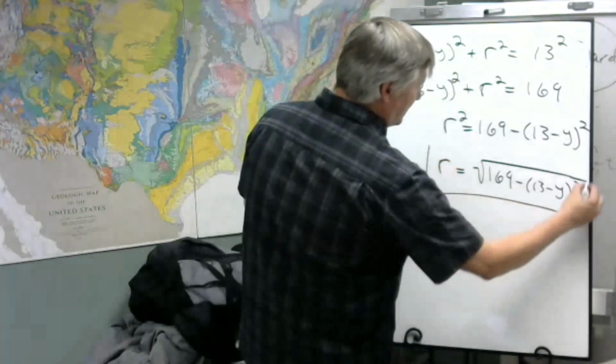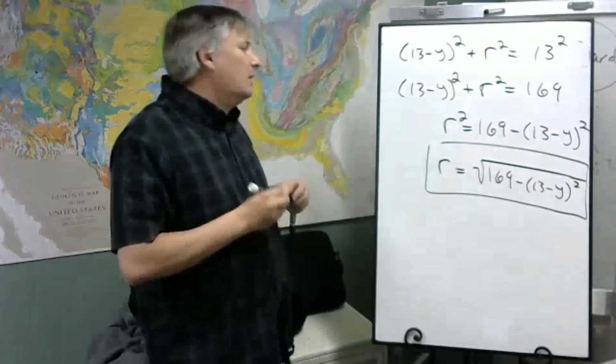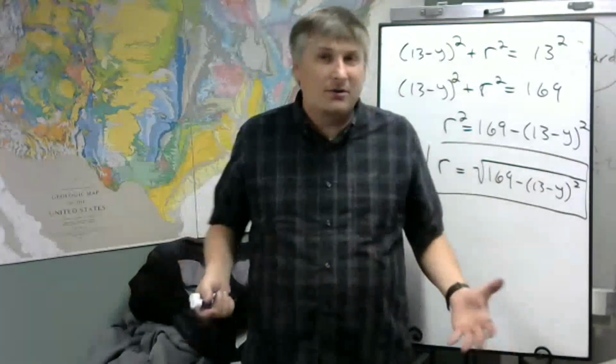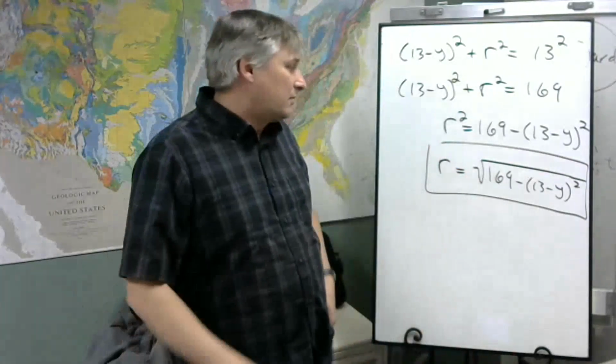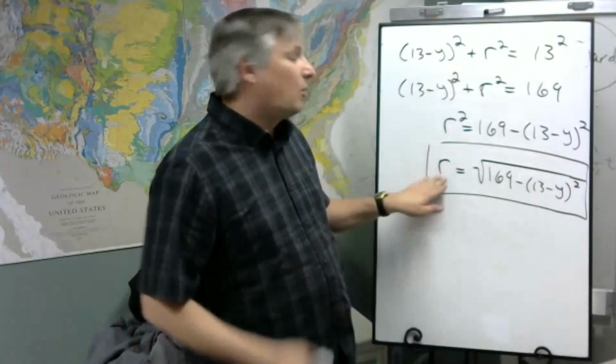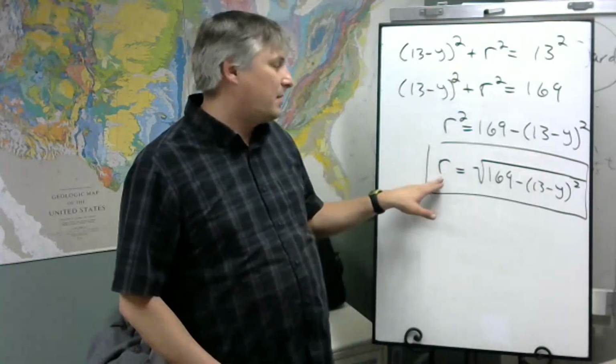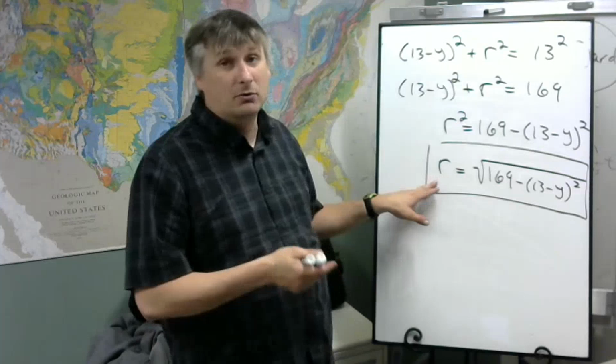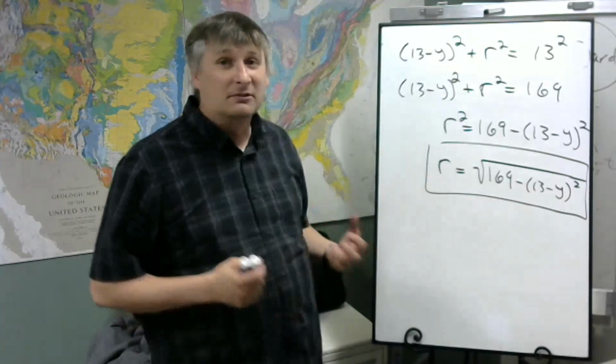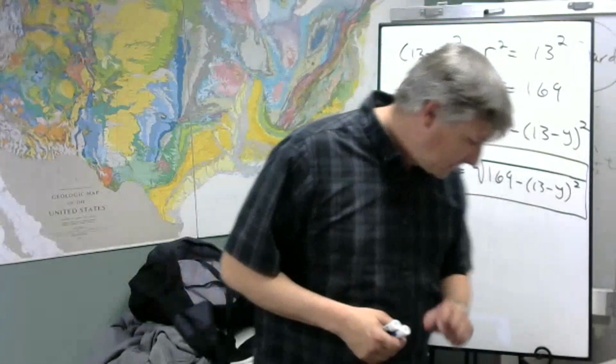Now you might be asking, how come we don't do plus or minus here? The reason is that since R is a distance or a measurement, or a dimension, I should say, it's always going to be positive. We're not going to have negative length, is what we're trying to avoid. All right. So there we go.